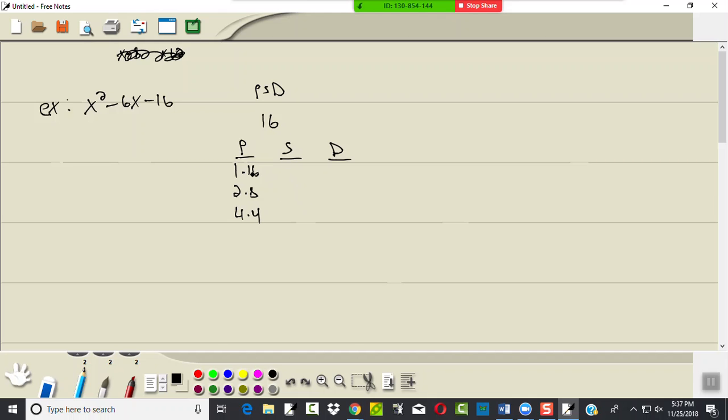The sum column, we're then going to add these together. 1 plus 16 is 17, 2 plus 8 is 10, 4 plus 4 is 8. With the difference column, we're going to subtract the smaller number from the larger number. 16 minus 1 is 15, 8 minus 2 is 6, 4 minus 4 is 0. Now, the number we're looking for is a number in our middle term. So we're looking for 6. 6 is right here, which means we're going to use 2 and 8.